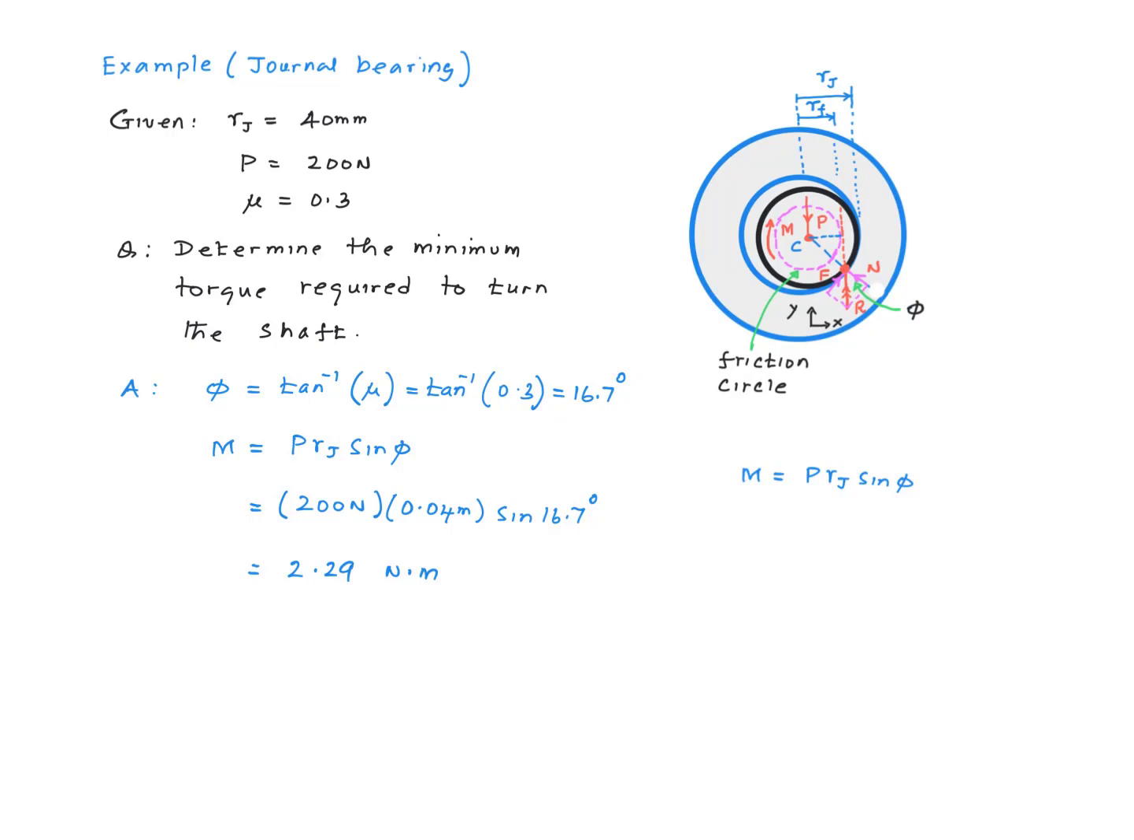We then simply apply these numbers in this equation. So P is 200 Newton, radius of the journal is 0.04 meters, and phi is 16.7 degrees, so we take sine of that. So I get a value of 2.29 Newton meter. So we need to apply a minimum torque of 2.29 Newton meter in order to initiate the rotation of the shaft, overcoming the torque corresponding to the frictional force.